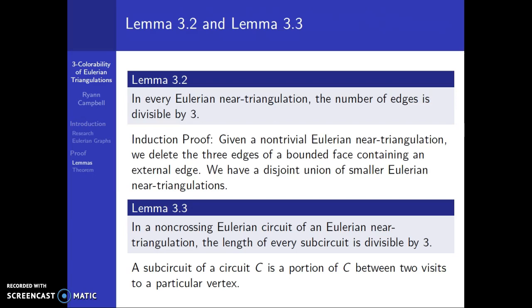Lemma 3.3 states that in a non-crossing Eulerian circuit of an Eulerian near triangulation, the length of every subcircuit is divisible by 3. So this calls in a new vocabulary word.